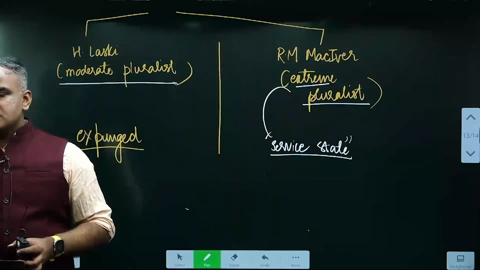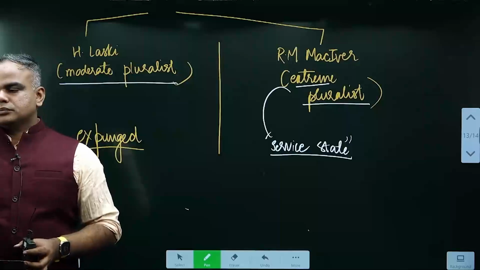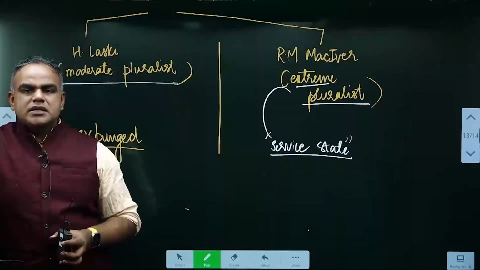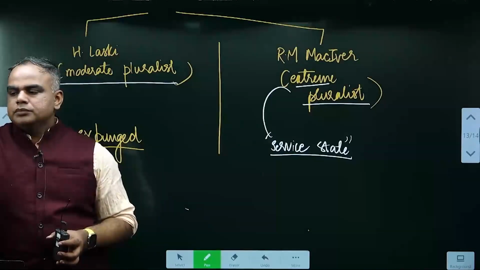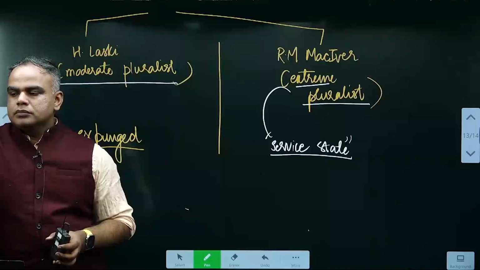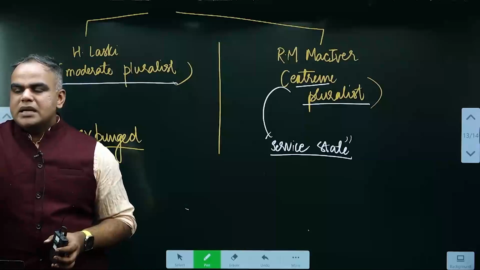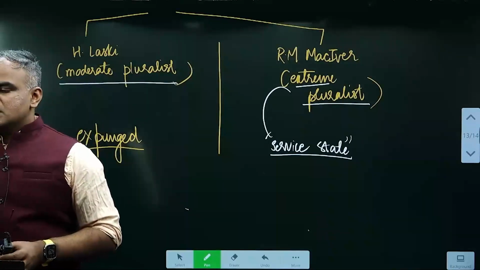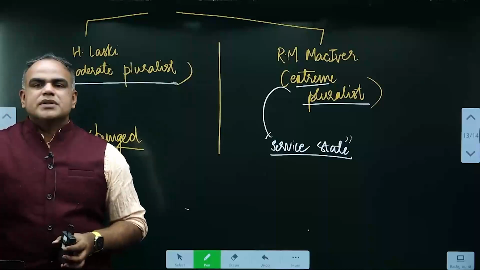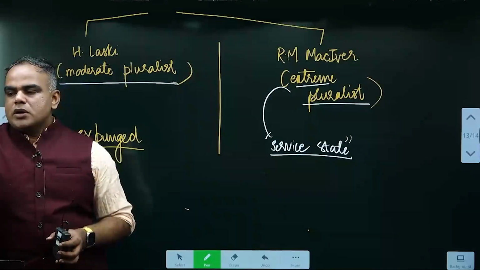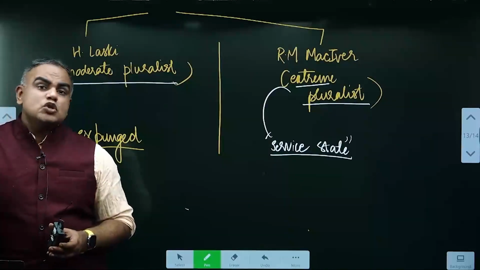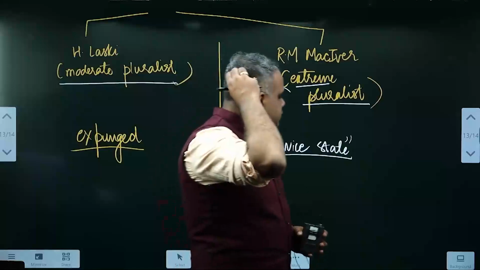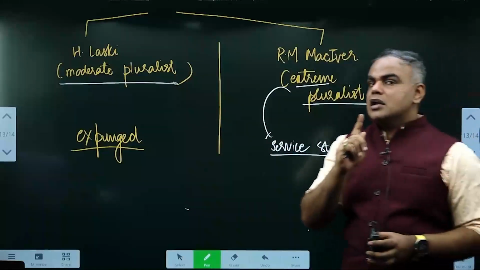Full stop. The state cannot exercise arbitrary powers. The state's purpose is to maintain law and order, and at the same time, the state is also under the law.